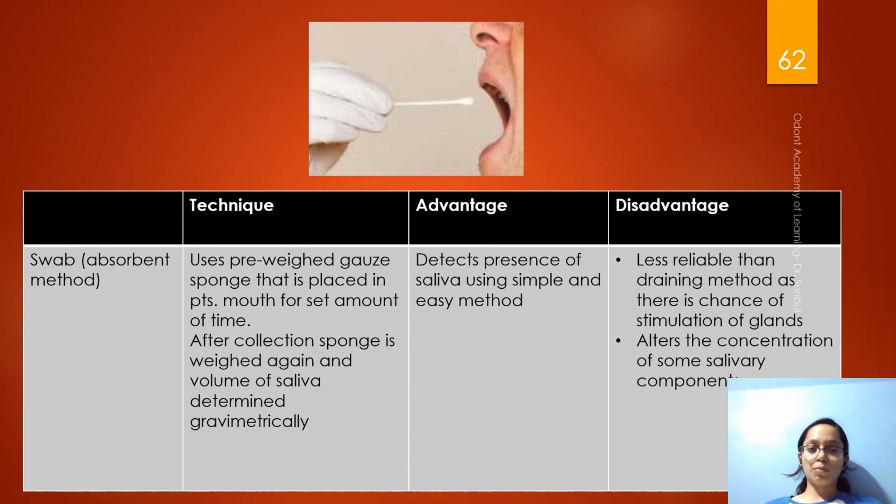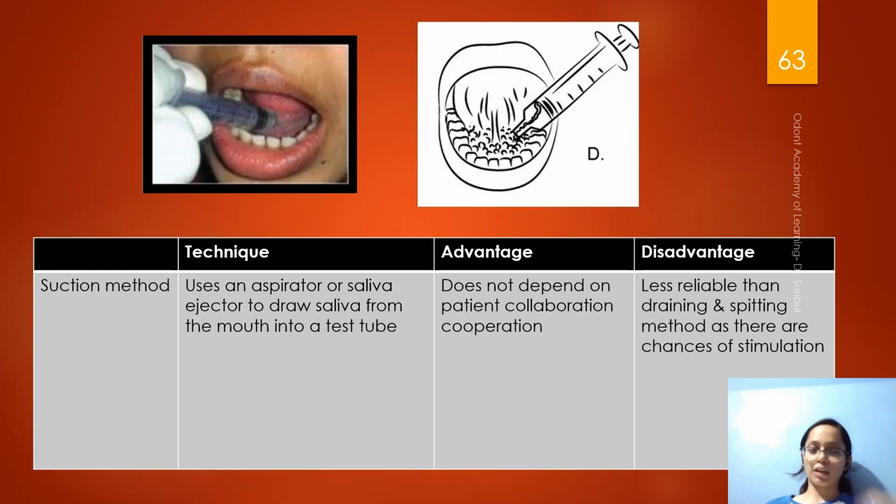Then the swab absorbent method: we take pre-weighed gauze and place it in the patient's mouth for a particular amount of time. The sponge will soak up all the saliva, and then we measure the weight of the sponge again, and subtract the two to get the amount of saliva that has been produced. But the disadvantage is that it is less reliable than the draining method, and the concentration of some saliva components may not be very accurate.